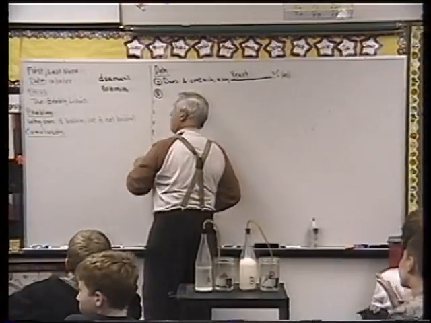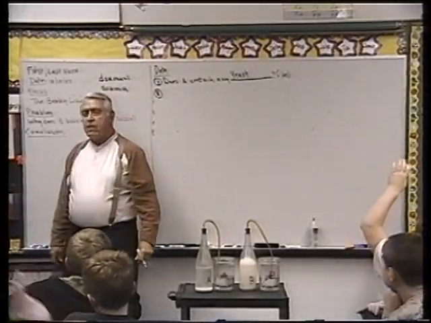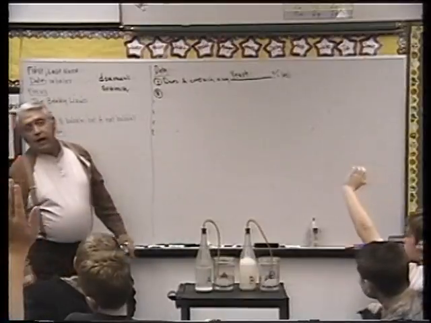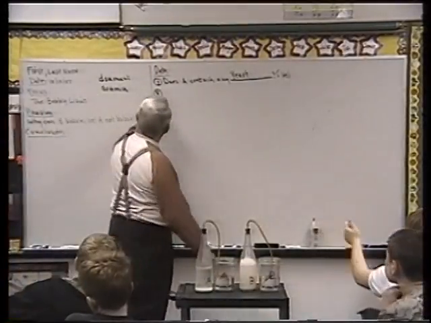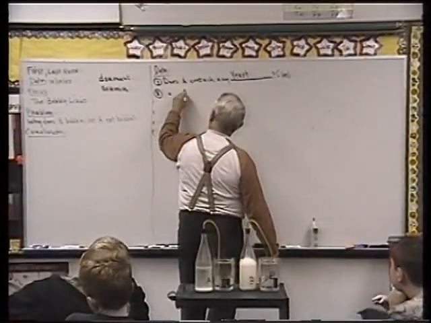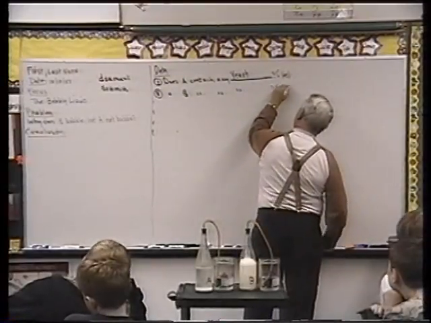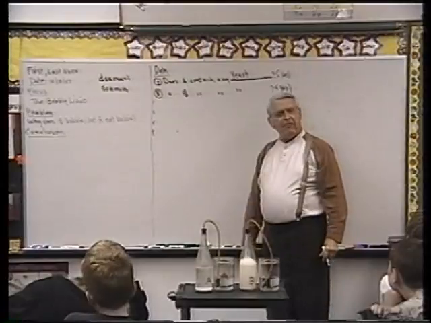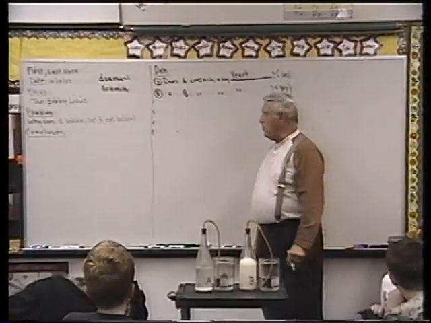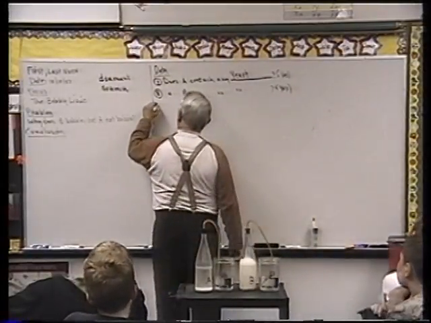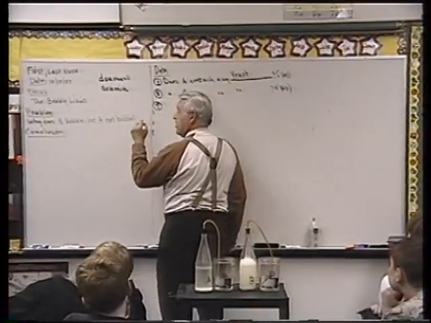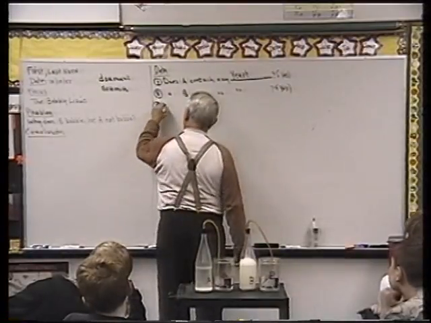Now, who knows the control question for 7? Control. Nathan. Does B contain any yeast? Yes. Is yeast the manipulated variable? No. Okay. 9. Now, I don't want anybody to say this word. I want to call on somebody.